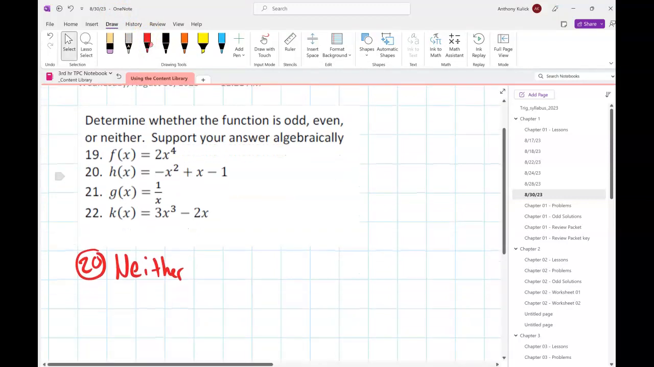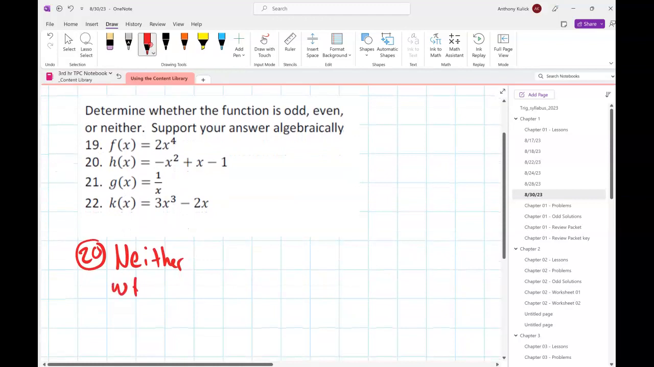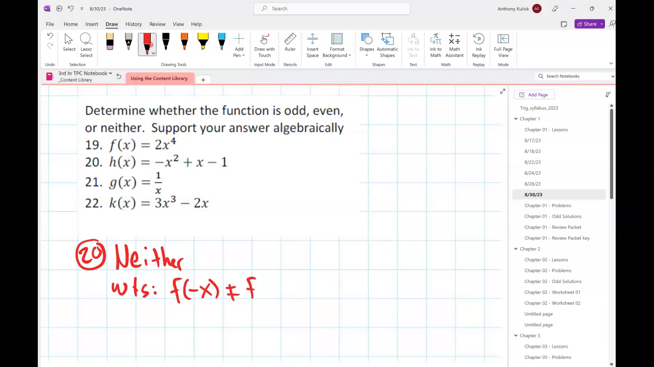Now to show that, remember what we want to show is then that f of negative x does not equal f of x, and f of negative x does not equal negative f of x. Those were the two things that we need to show neither. Oops, I should have written h's though. That's probably unnecessarily confusing, right? Because that's the problem, is all h's in it. Okay.